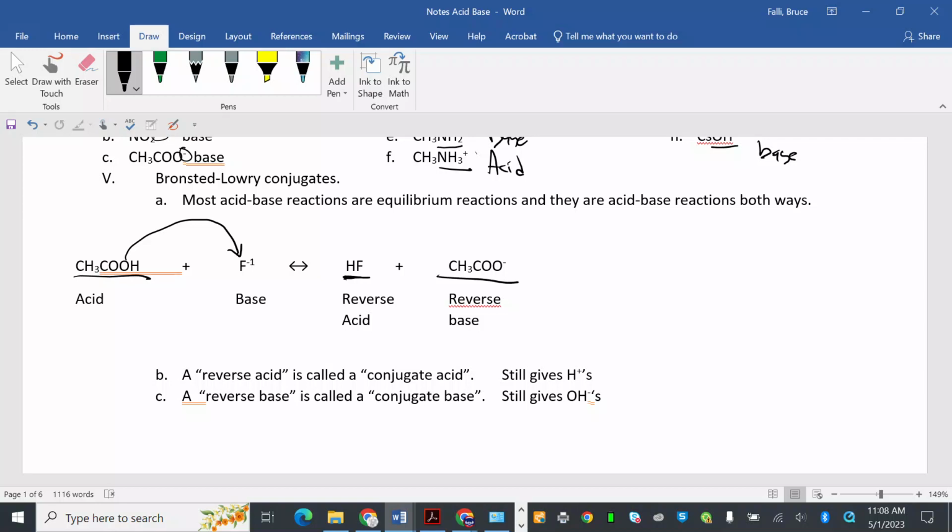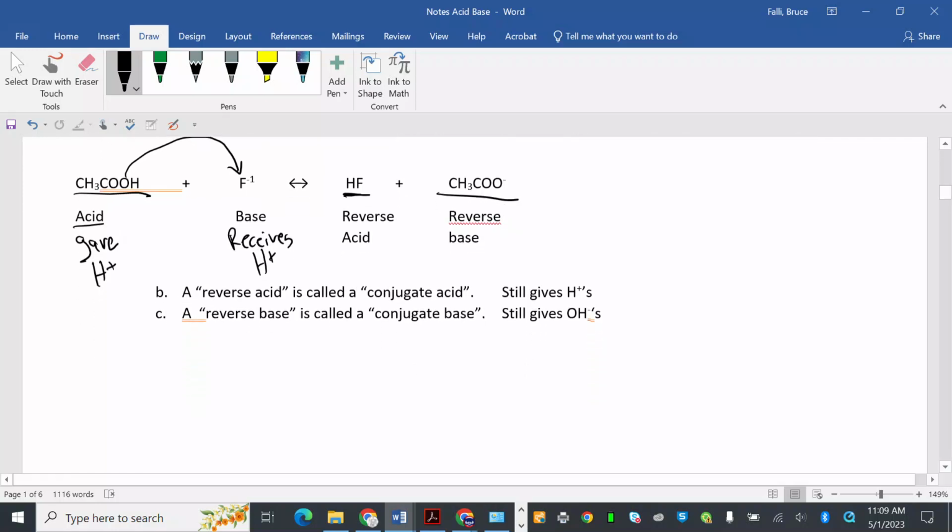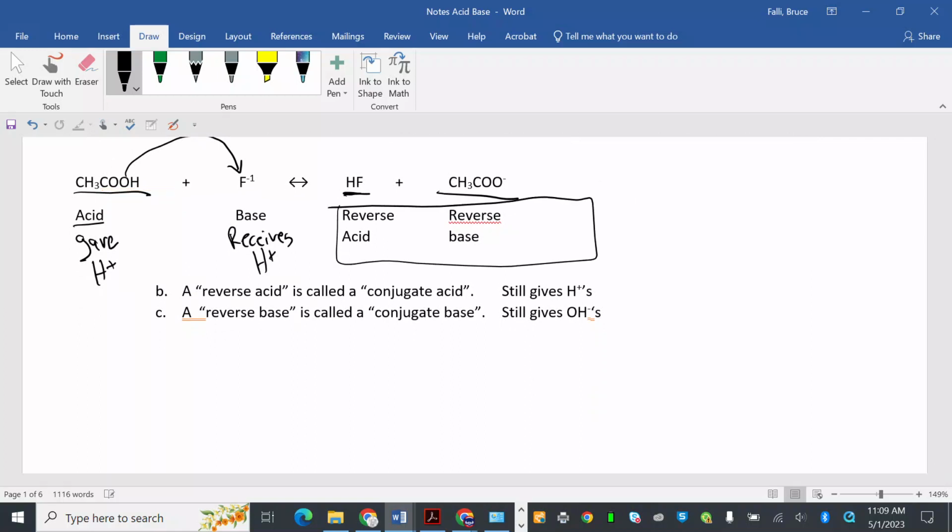CH3COO negative. So in the forward reaction, this is an acid. It gave an H positive. In the forward reaction, this is a base. It receives an H positive. In the reverse reaction, do you see how this has, hello, I'm an acid, and it's going to give its H over there. If it gave its H, it turns into F negative. Okay. Now, a reverse acid is simply called a conjugate acid. So that's an acid on the left. So if I just flip starting and ending things, an acid gives an H and a base receives an H. But if you're on the right-hand side, you're not called reverse, you're called conjugate.